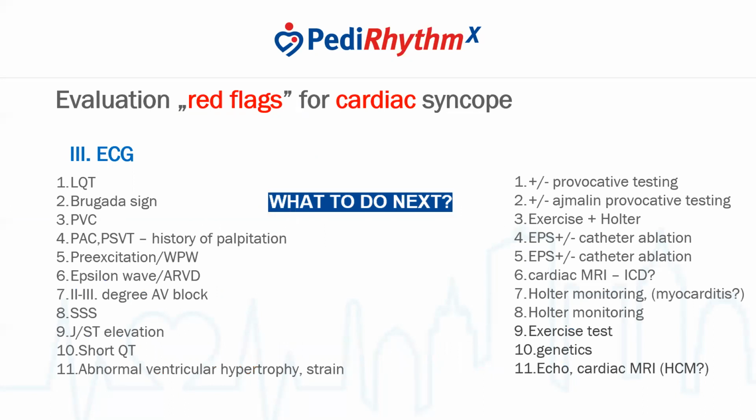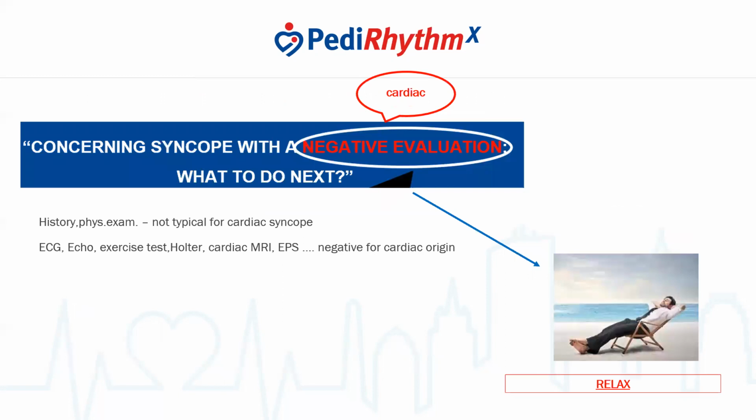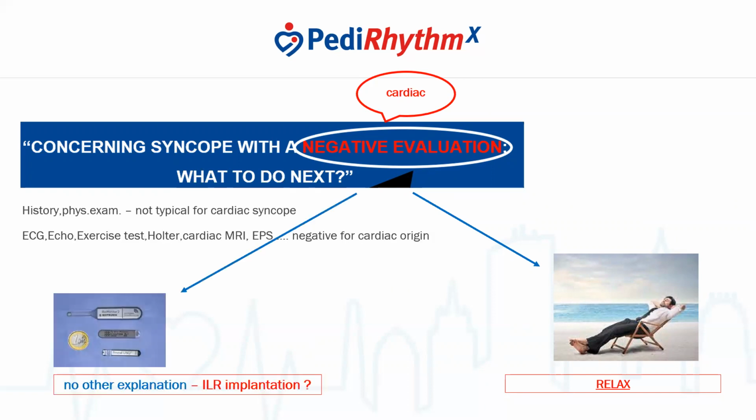If the ECG abnormality is clear, then the decision about the next step of evaluation is easier. But in borderline cases, you may need provocative testing or even a loop recorder to prove the relationship between syncope and arrhythmia. If history and physical examination are not typical for cardiac syncope, and ECG, echo, exercise test, Holter, cardiac MRI, and EP study are negative for cardiac origin, we can again relax. Or we can consider an implantable loop recorder.